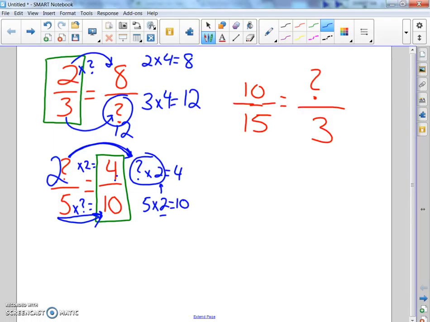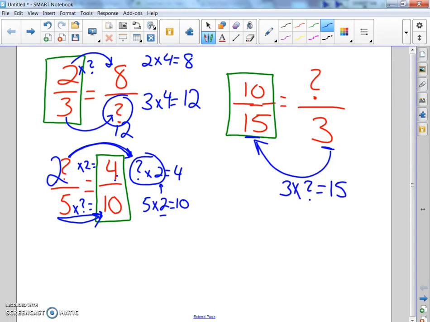Let's try one more example. First step, here's my fraction that's complete. Second step is to find the pattern, but this time the big number's on the left and the small number's on the right. So I'm not going left to right. I'm always going to start with that small number. I'm going from 3 to 15. So I'm thinking 3 times some number equals 15. Again, be careful. I'm not doing 15 times 3.